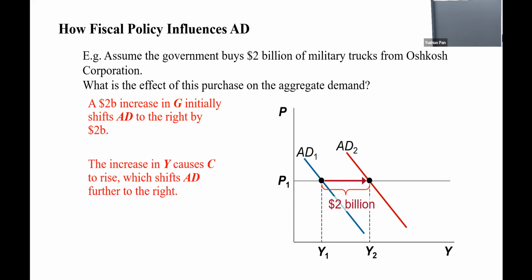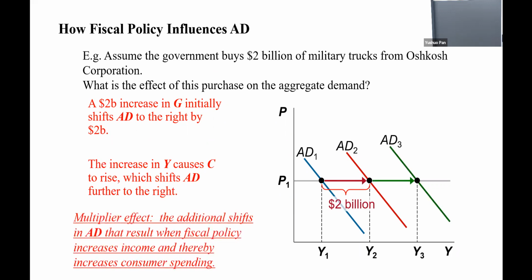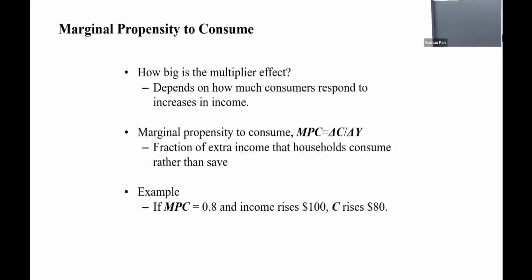But the increase in Y also causes C to rise, which shifts the AD curve further to the right. This effect is called the multiplier effect, which means the additional shifts in aggregate demand that result when fiscal policy increases income and thereby increases consumer spending. How big is the multiplier effect? It depends on how much consumers respond to an increase in real income.